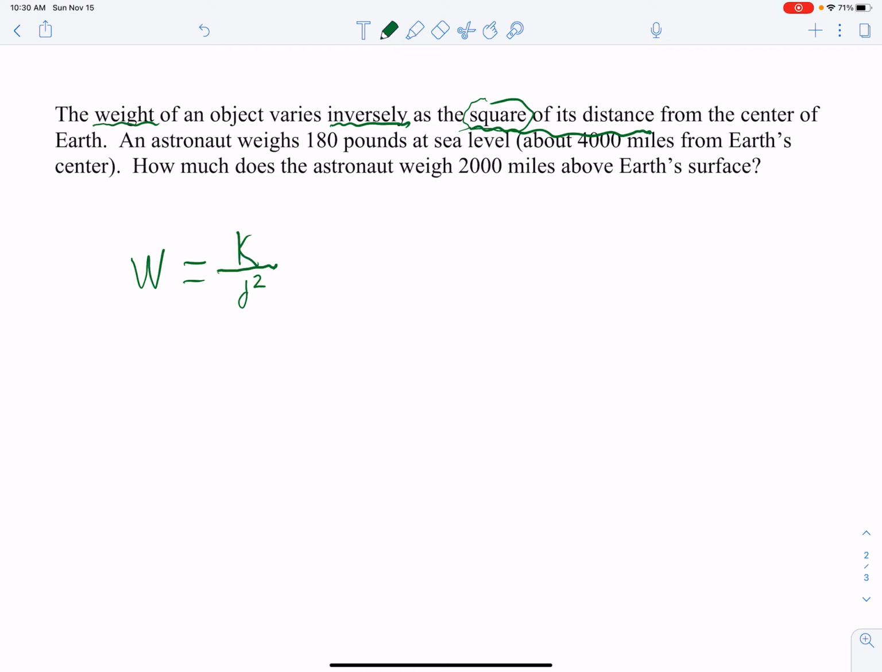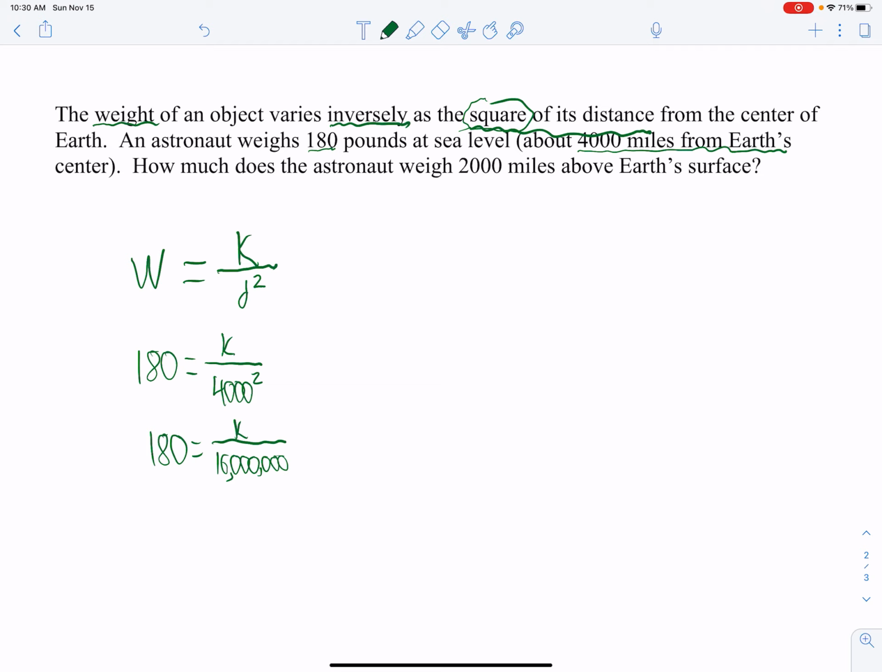Next it says an astronaut weighs 180 pounds at sea level, which is 4,000 miles from Earth's center. So we'll put 180 for the weight equals, we don't know what k is yet, and then we put for our distance 4,000. And notice it is d squared, so we have 4,000 squared. Working that out, we would have 180 equals k divided by, and if you do 4,000 squared, you would have 16 million, like that. So next, you multiply both sides by 16 million.